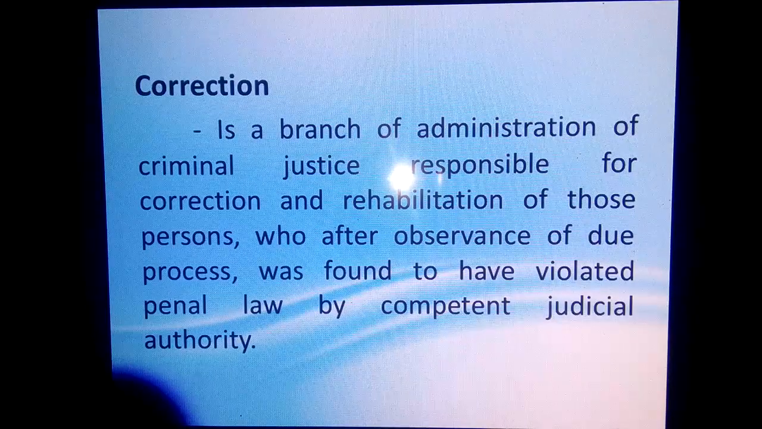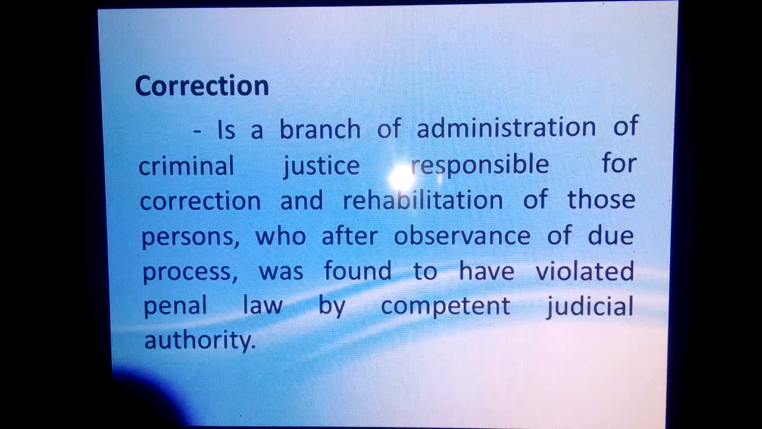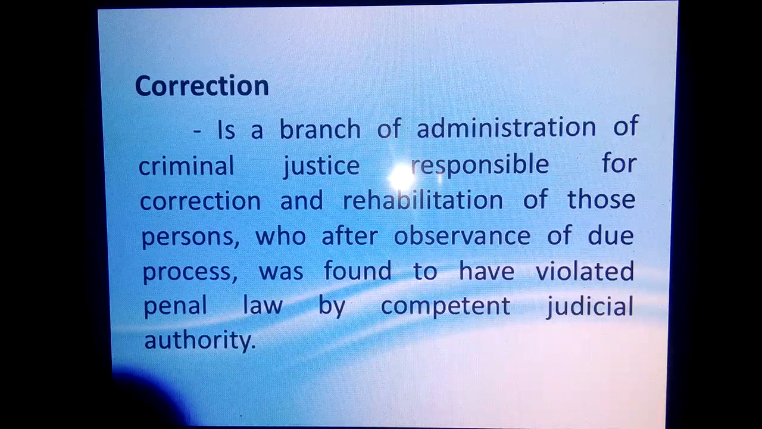The term correction is a branch of the administration of criminal justice. If you happen to remember, the Philippine criminal justice system has two major components which compose five pillars. The first component is the formal component, and the second is the non-formal component. Correction belongs to the formal component, because it has programs, procedures, policies, and a system that should be followed in order to administer their functions towards those persons deprived of liberty.